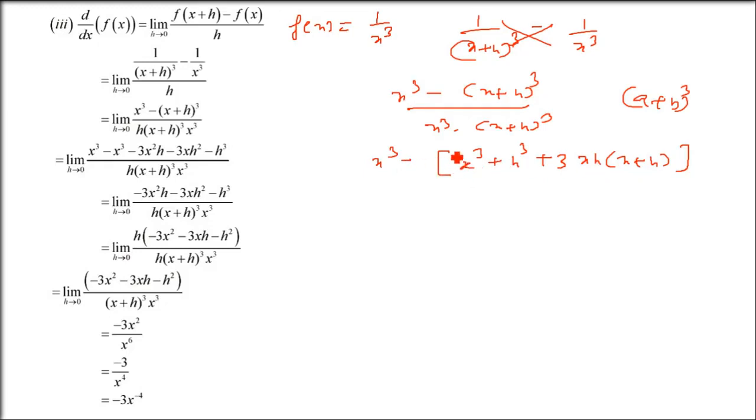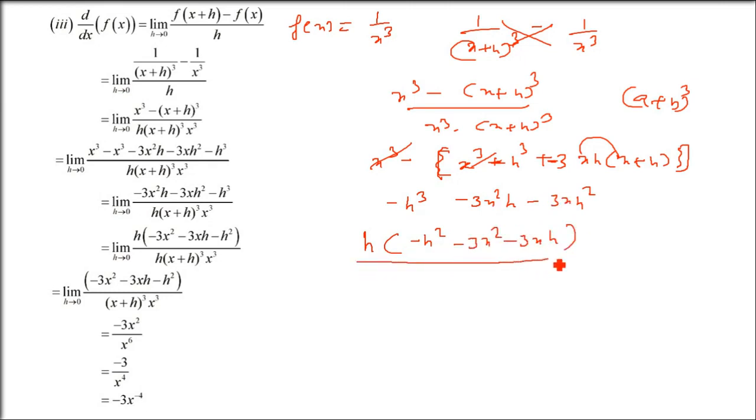I'm opening it with a negative sign, so x cube gets cancelled. All the other terms will be negative. So we have minus h cube, minus 3x square h and minus 3x h square. Now take h common from all these terms. What will be there? Minus h square, minus 3x square and minus 3x.